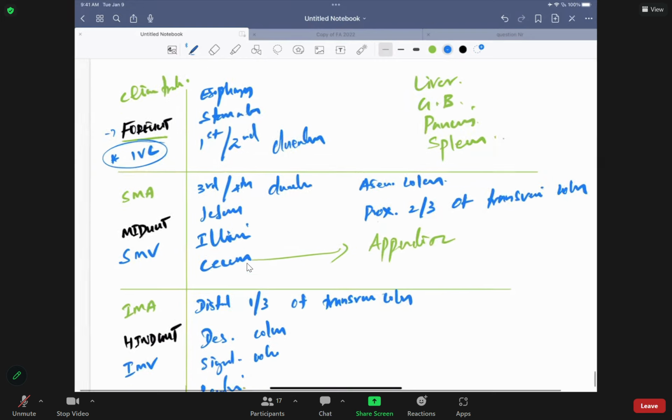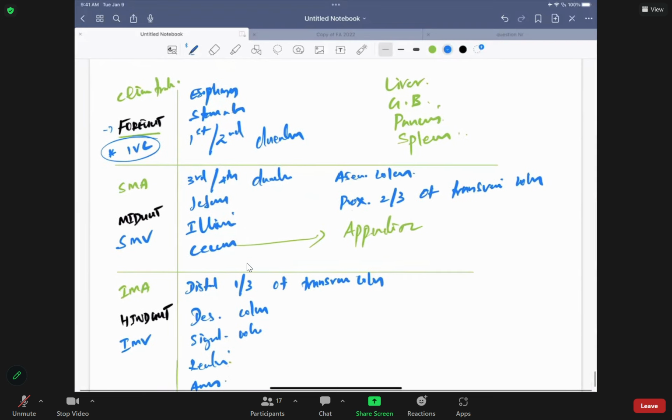Okay, but that's arterial supply and venous drainage. Now, those are the three structures for foregut, midgut, and hindgut. You could apply the same thing with lymphatics, right? If I ask you which lymph node drains, you could say celiac node for foregut, superior mesenteric node for midgut, and inferior mesenteric node for hindgut. You see, when you know this chart, it makes your embryology and anatomy so easy.